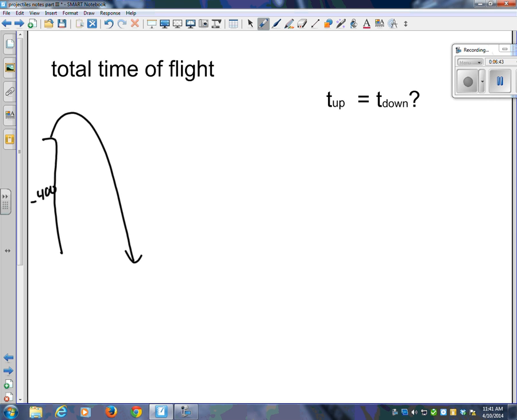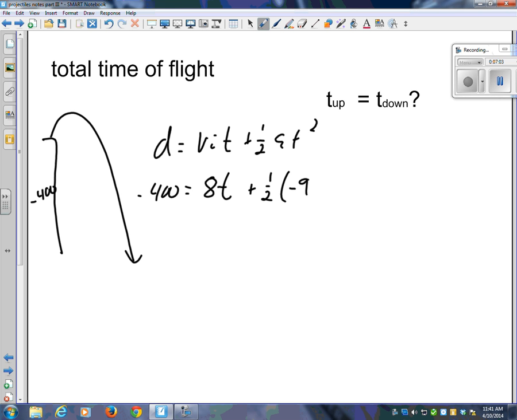Okay. So I'm going to write d equals VIT plus 1/2 AT squared. The displacement is minus 400. The initial vertical velocity, I think, is 8, right? Yeah. T plus 1/2 of minus 9.8 T squared.